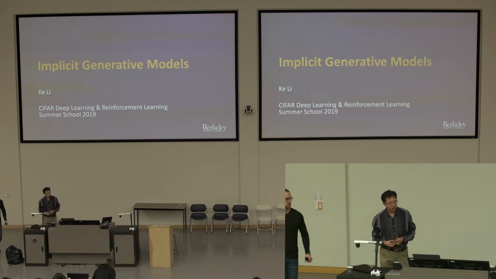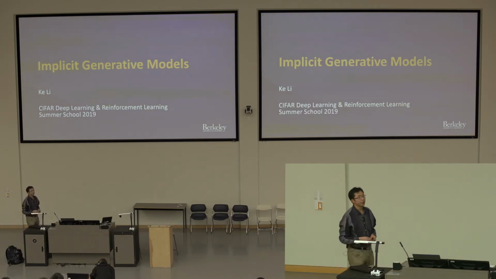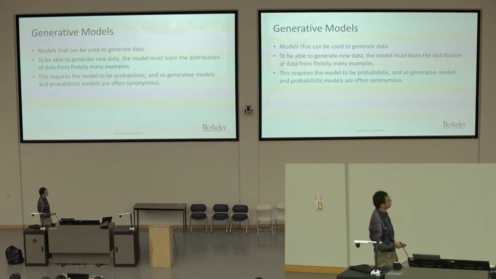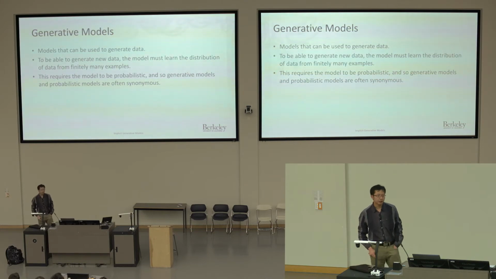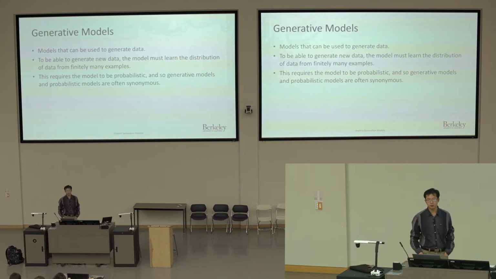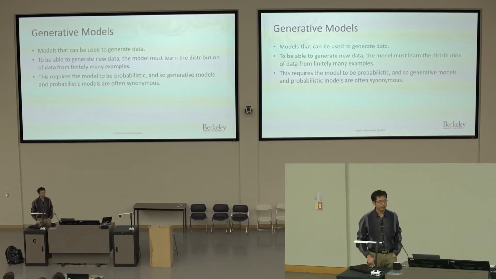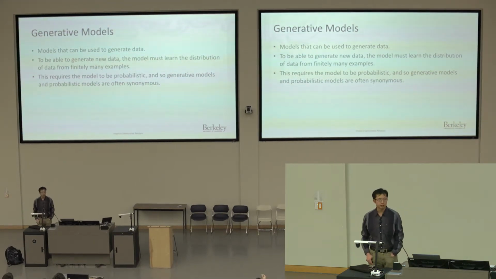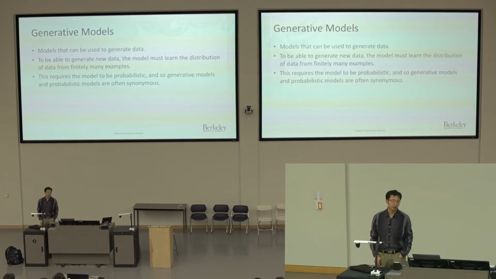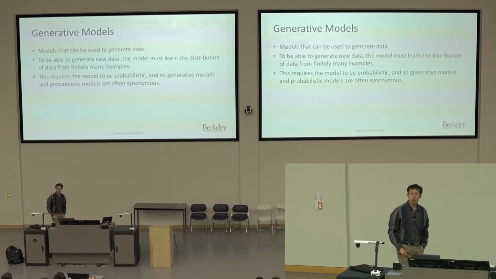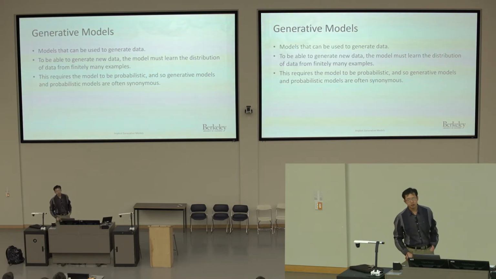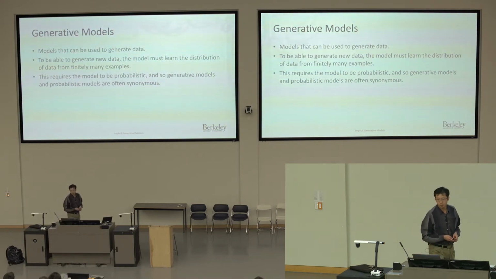Okay, so in this lecture I'm going to talk about implicit generative models, which is a broader class of generative models that encompasses GANs and VAEs. So first I'm just going to go over the basics of generative modeling and probabilistic modeling. Generative models are simply models that can be used to generate data. To be able to generate new data, the model must be able to learn a distribution of data from finitely many examples. This requires the model to be probabilistic, because we want to learn some distribution. So generative models and probabilistic models are often used synonymously.